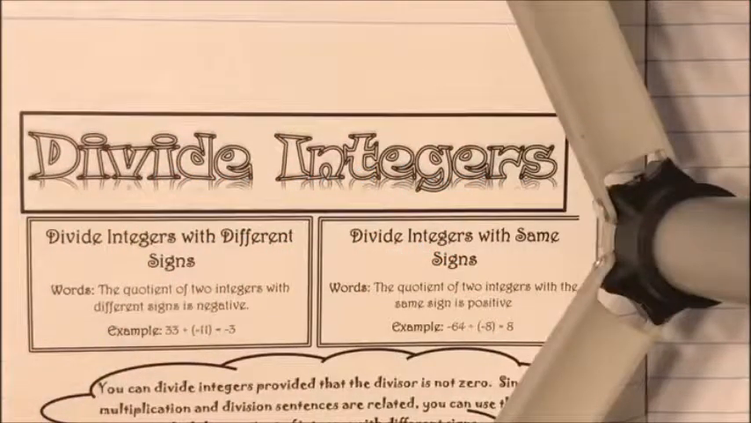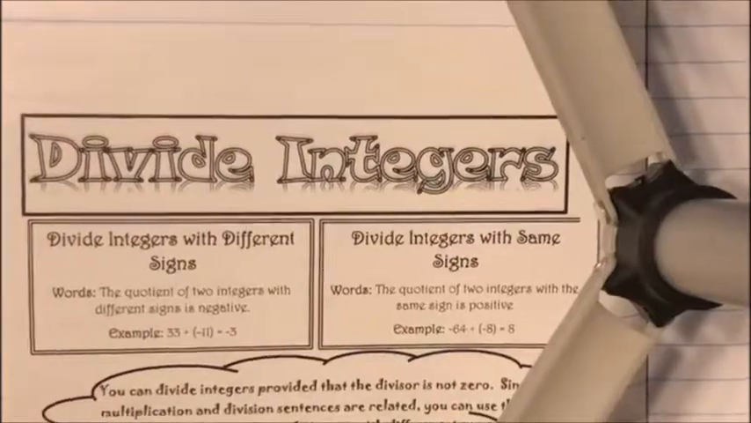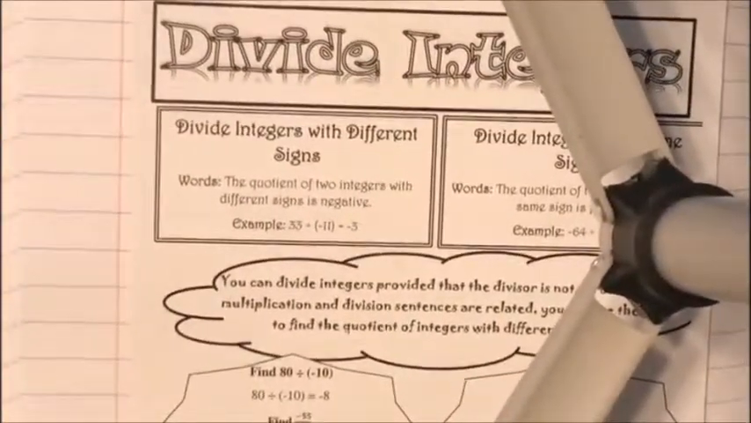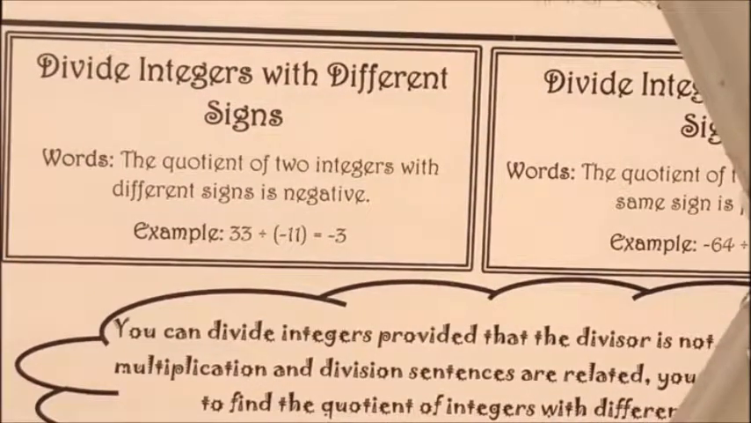All right, this is chapter 3, lesson 5, divide integers. So dividing integers is very similar to multiplying integers. You have the same concept: if they're the same sign, it's going to be positive, and if you have different signs, they're going to be negative. When I divide integers with different signs, again, this is very similar to what we just did with multiplication. The quotient of two integers with different signs is negative.